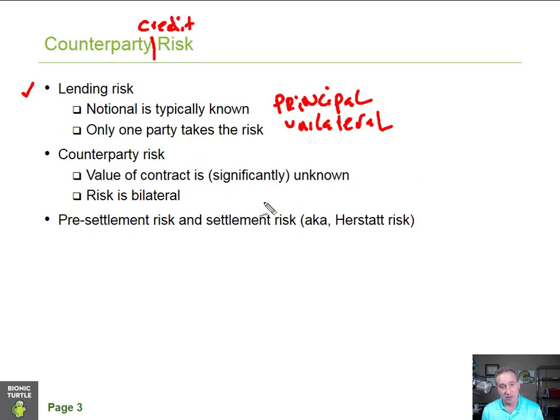But now, counterparty risk is suggestive of derivative contracts. Suggestive does not necessarily mean that, but it's useful to think about a derivative contract in this sense because of the two differences here.